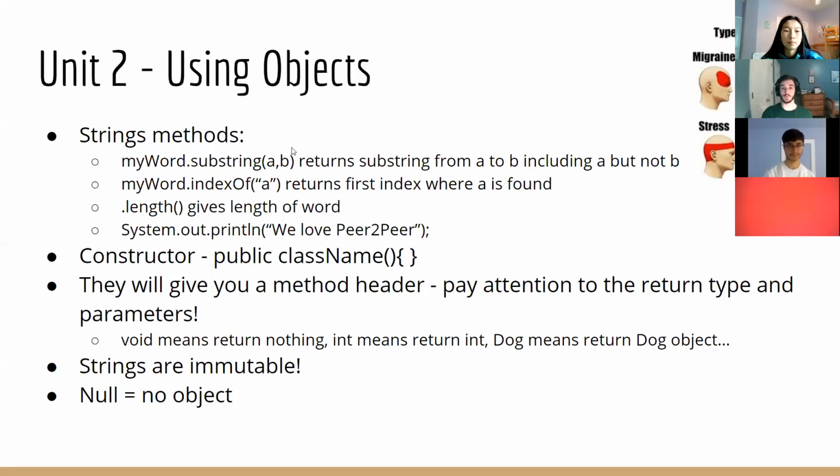Some string methods worth remembering are substring, indexOf, length, and obviously, this isn't quite a string method, but printing is a very good thing to remember. Remember, it's System.out.print. With substring, a small thing to keep in mind is that it's from the first number up to, but not including, the last number. And indexOf returns the first occurrence of the character that you're looking for.